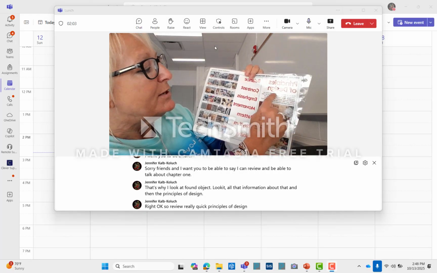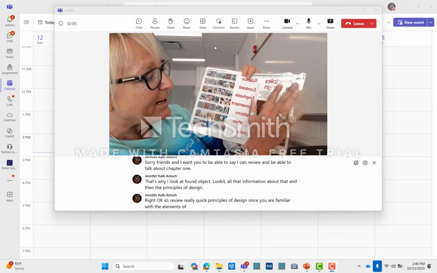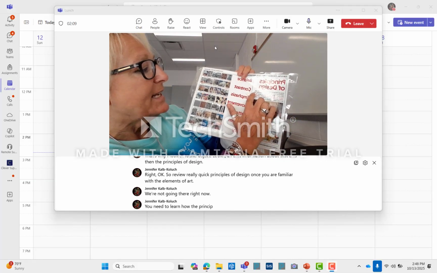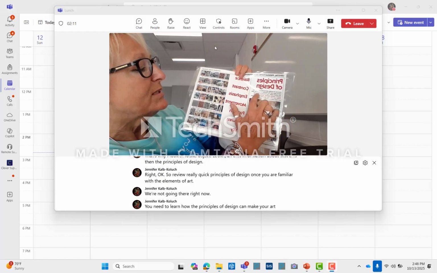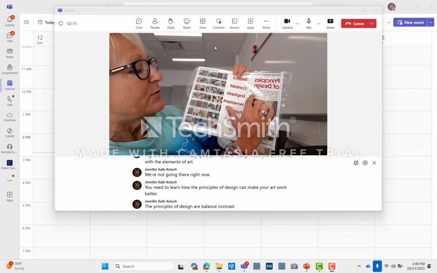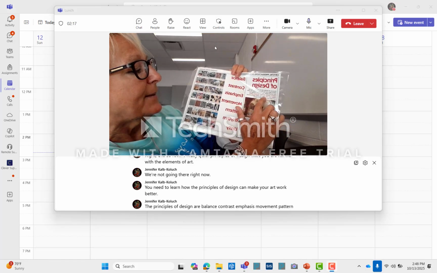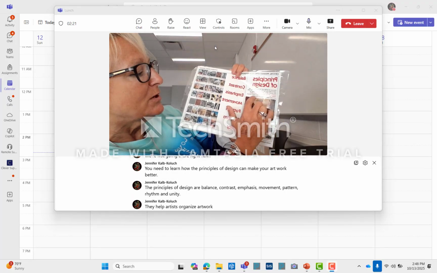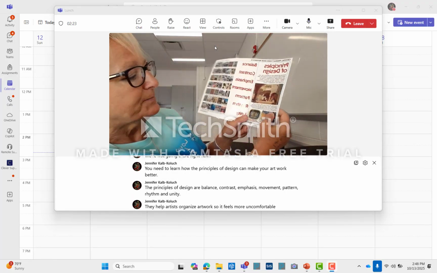Once you are familiar with the elements of art, which we're not going there right now, you need to learn how the principles of design can make your artwork better. The principles of design are balance, contrast, emphasis, movement, pattern, rhythm, and unity. They help artists organize artwork so it feels more comfortable to viewers.